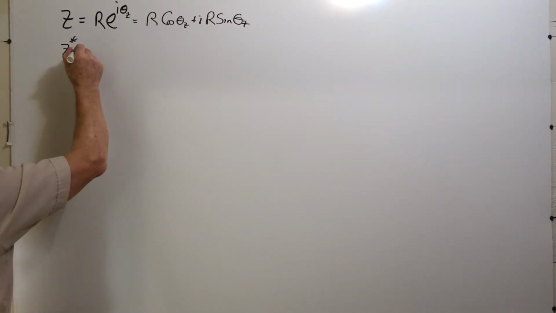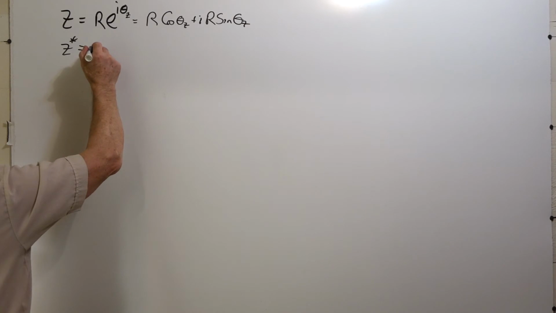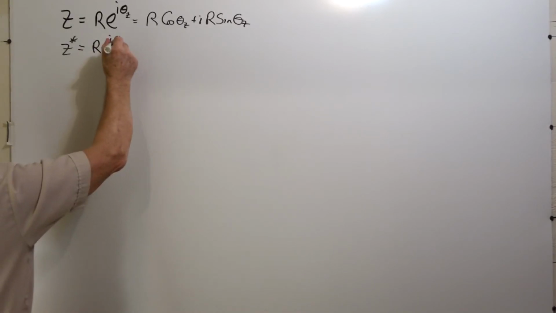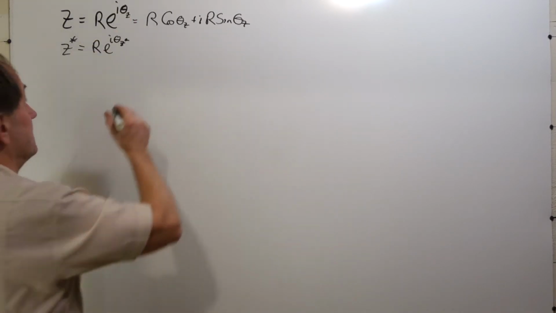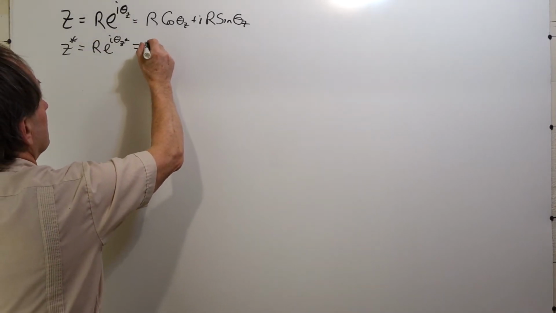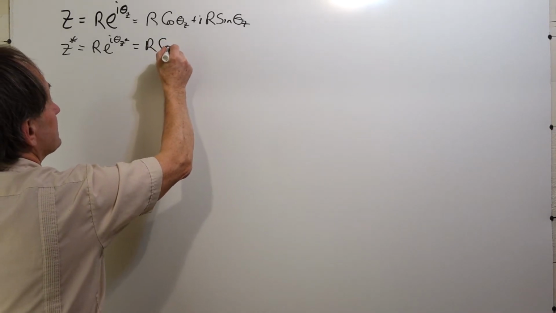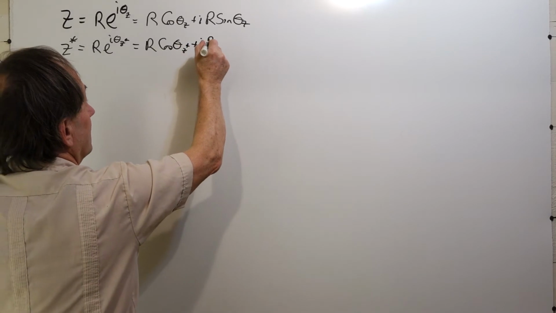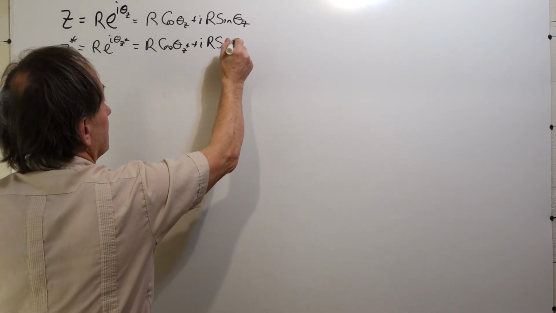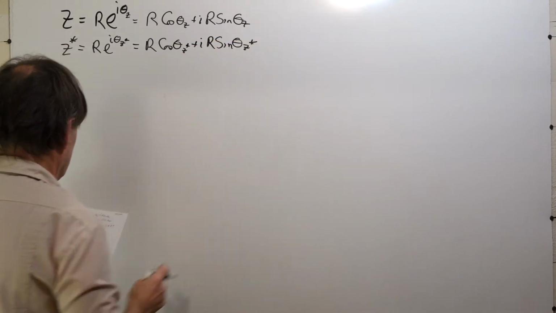Now, the conjugate of z, z conjugate, is r e to the i theta z conjugate, to differentiate it from theta z. And this is equal to r times the cosine of theta z conjugate plus i r sine theta z conjugate.